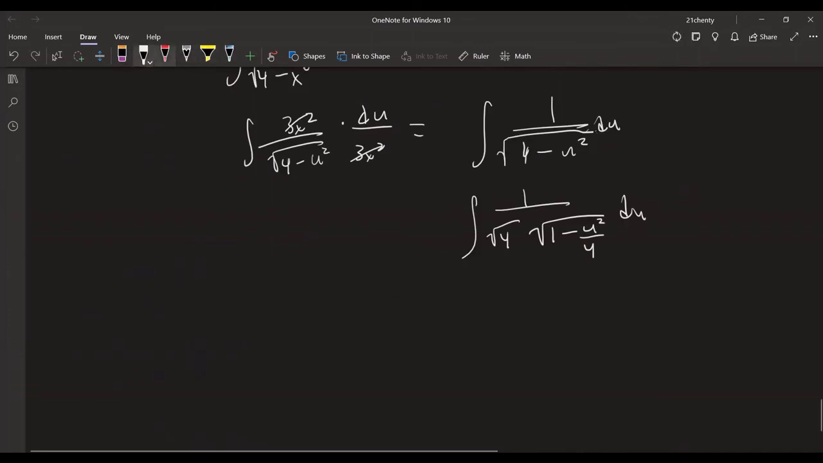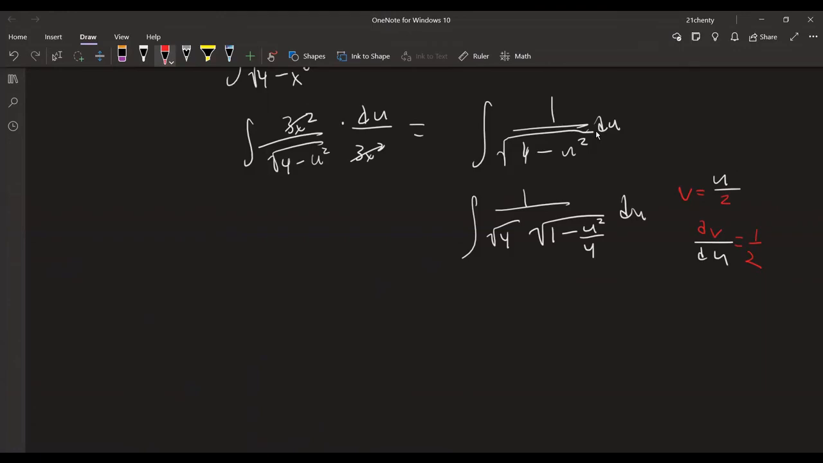It's kind of confusing here. We'll do it with red. V equals u over 2, which means dv over du equals 1/2.